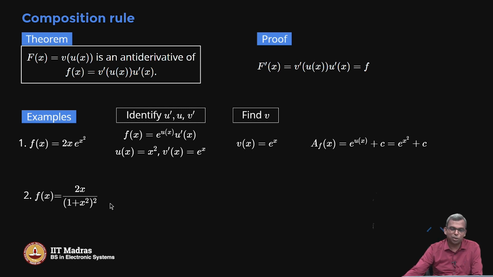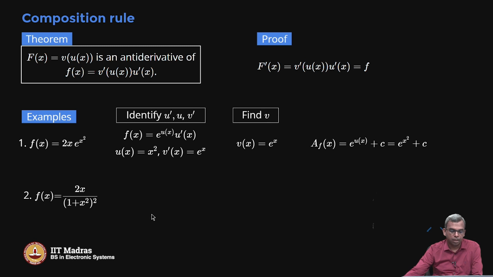If you have to differentiate it, you will use the quotient rule, there's no problem. But I want to integrate, I want to find the antiderivative, right? So in that case, you have 2x by (1 plus x squared) whole squared. Take your time, just try to think about it. You can pause the video here and think about if you can identify the u prime combo here.